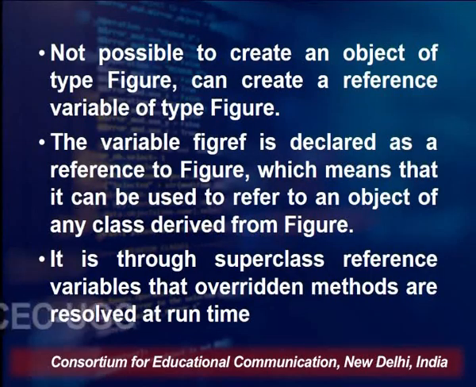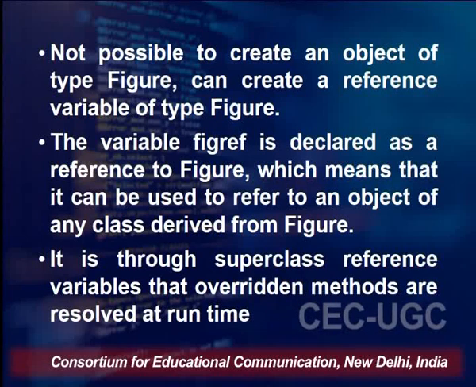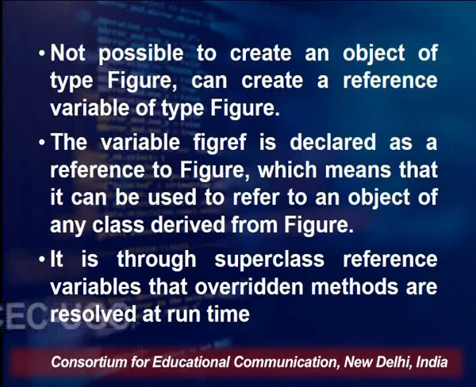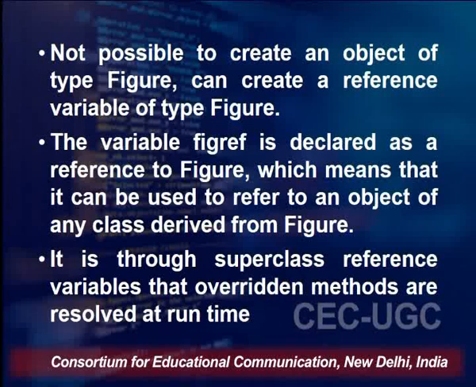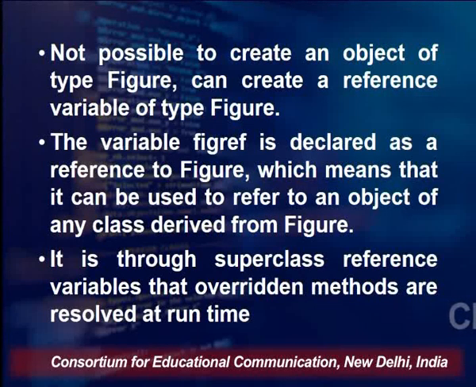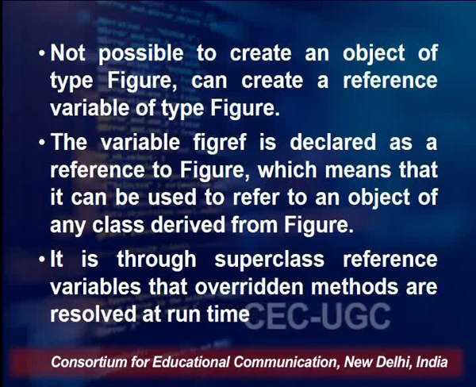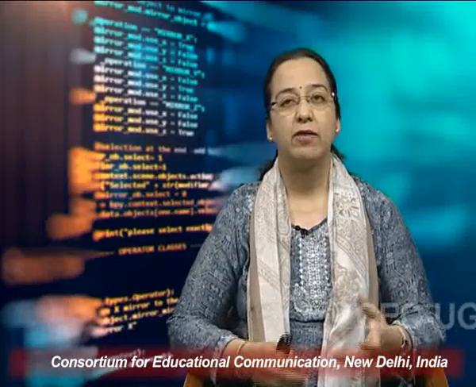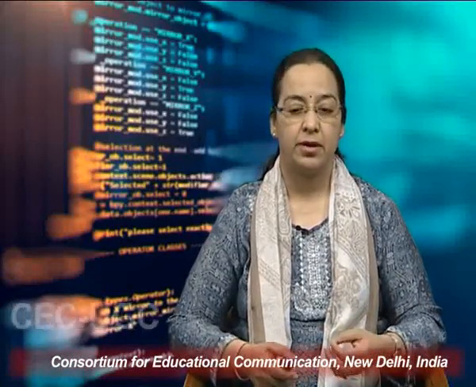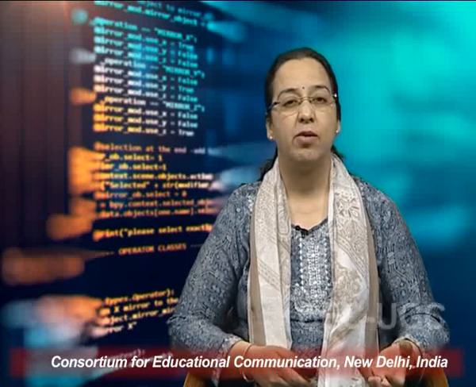So, it is not possible to create objects of the type figure. We can only create reference variables, and we have created one reference variable figure ref, which means that it can be used to refer to an object of any class derived from figure, which are rectangle and triangle here, and it is through the superclass reference variables that the overridden methods are resolved at runtime. This is the concept of dynamic method dispatch, which we have already covered in a previous lecture.